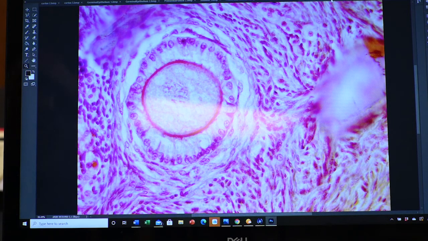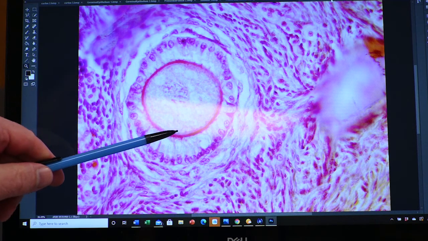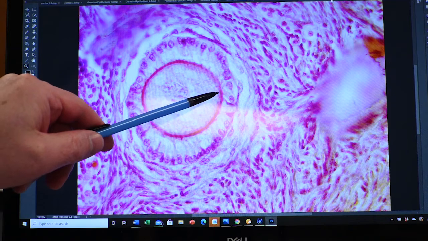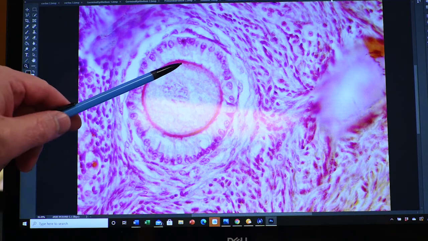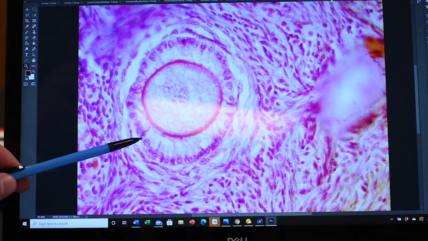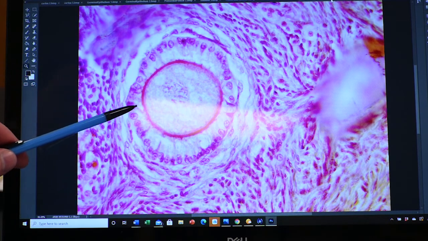Here's a primary follicle. So we've gone beyond primordial. Now we're in primary. Here's our oocyte. We can see its nucleus in here, and we're beginning to get this zona pellucida. It shows up as kind of a red-orange, red-purple color around here now. But our follicle cells are all taller than they were previously.